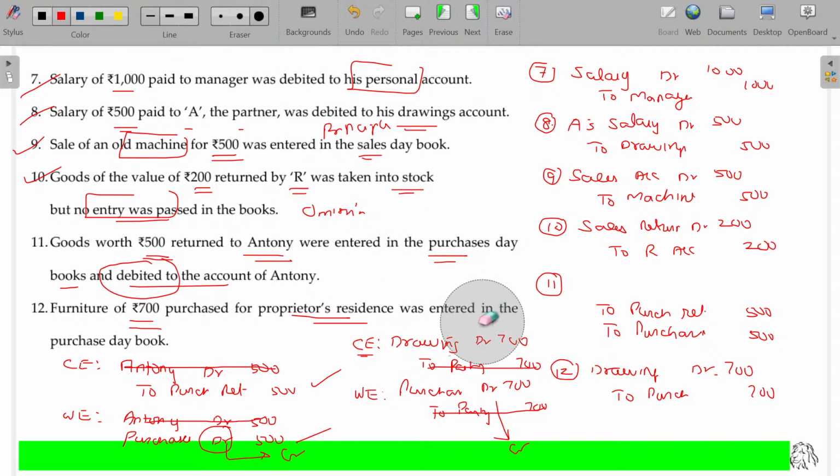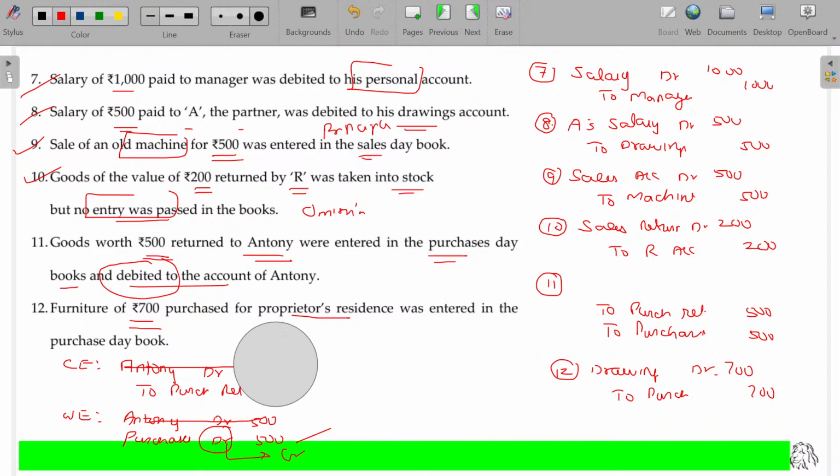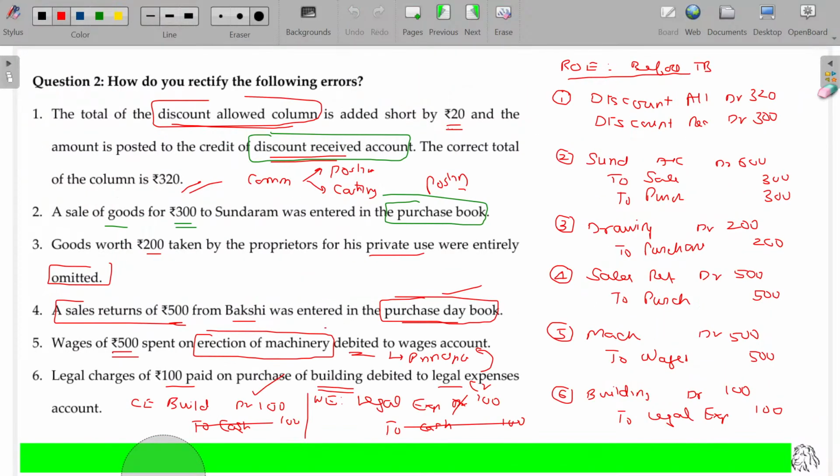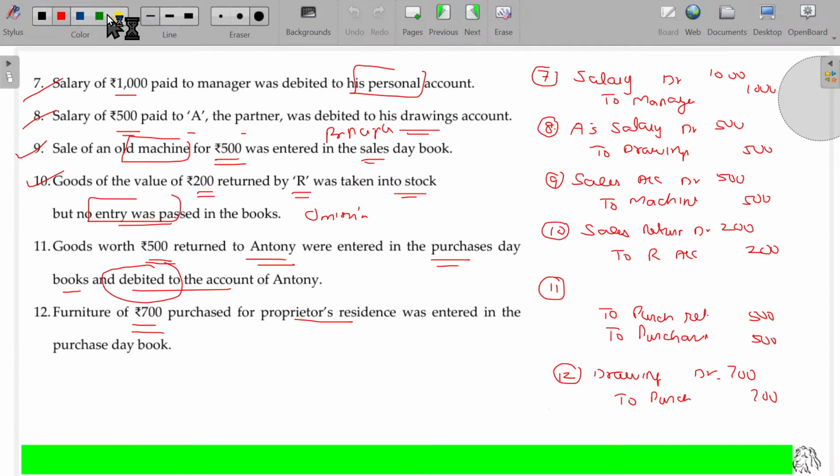Hope now you'll be able to understand all the aspects. What we have solved here is assuming the rectification of errors is done before the trial balance. You need to understand what type of error this is. Sometimes in your examination, you're supposed to quote the type of error and then proceed with the rectification. The rectification could be done before the trial balance, or after the trial balance but before final accounts. Sometimes it may be after the final accounts also.